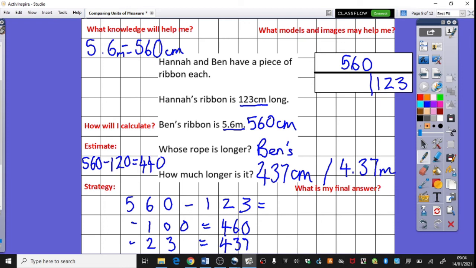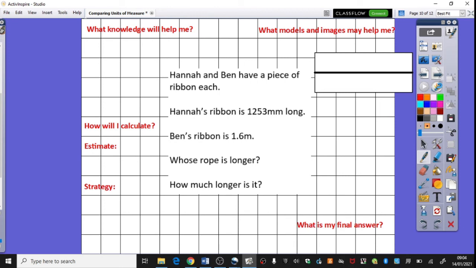Okay, so last one then. Some of you might want to get started at this point. If you're in blue group, you may also have a question that looks a little bit like this one, where we've got Hannah's ribbon this time in millimetres and Ben's ribbon in metres. So not everybody needs to try this one. If you want to get started now, you can. This one's a bit harder, so if you want to sit and listen to this one too, great. If you want to get started, that's absolutely fine.